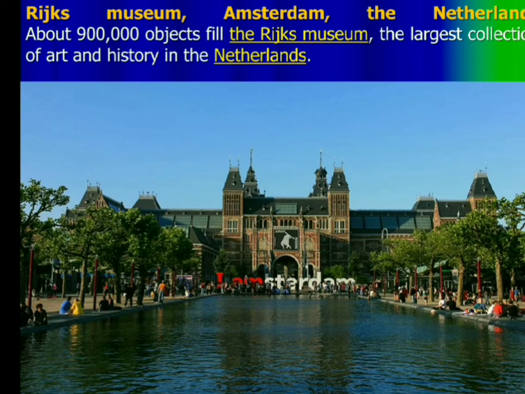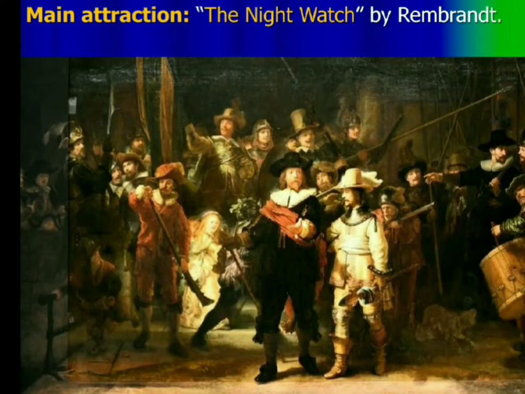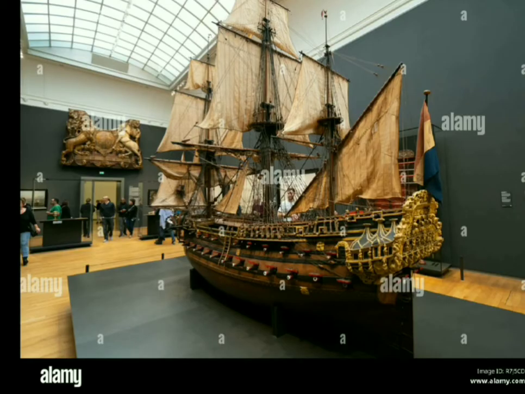Next is the Rijksmuseum in Amsterdam in the Netherlands. About 900,000 objects or collections you can see inside the museum. The main attraction is The Night Watch by Rembrandt, a very famous, world-famous picture of this museum. We can say this is the collection of this museum. You see another room of this museum.